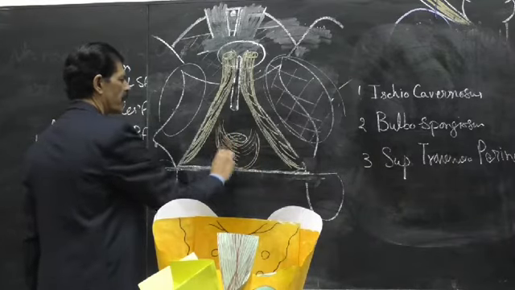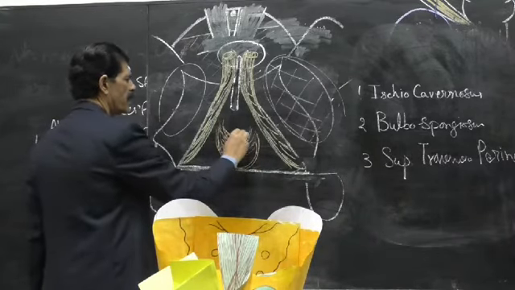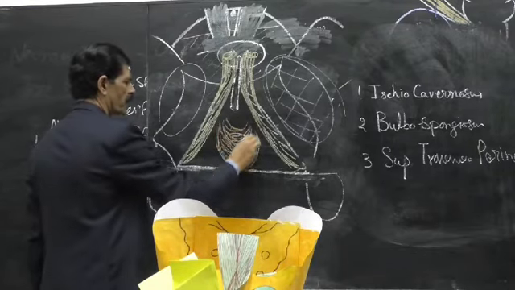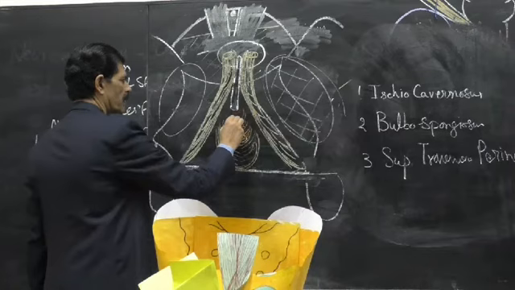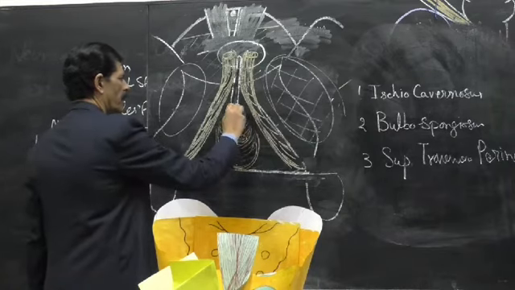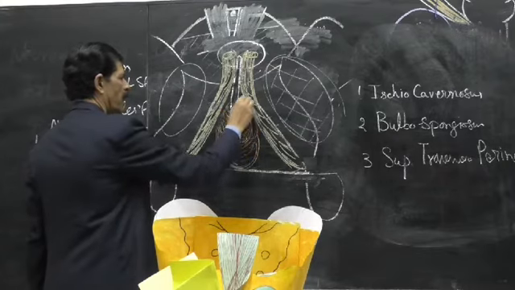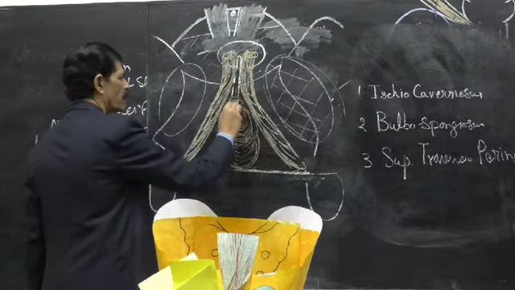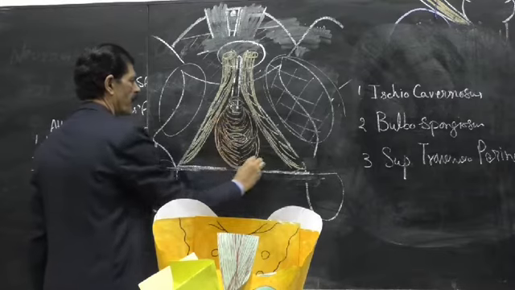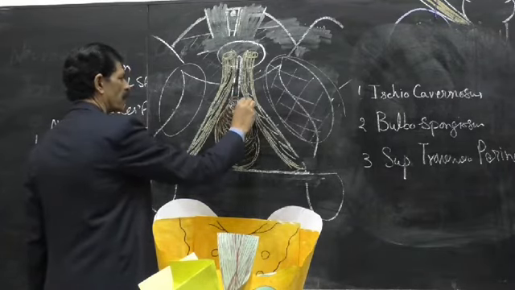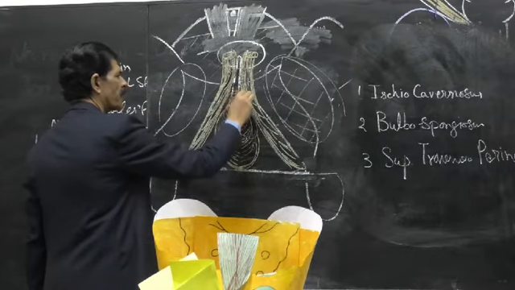They take origin from the underlying perineal membrane, which is below it. And then this muscle goes around the base of the urethra and encircles the urethra. So this is the superficial part. Then the deep part is at the base of the starting of the urethra.